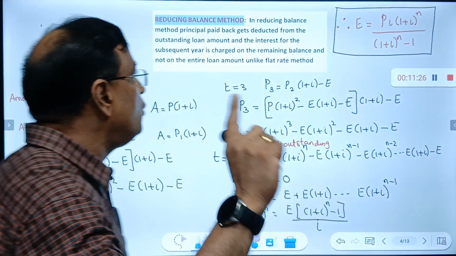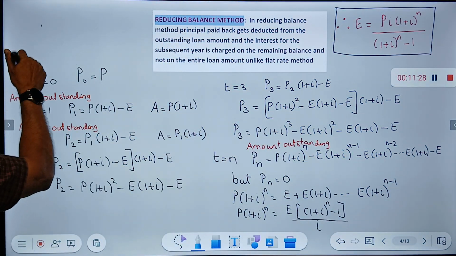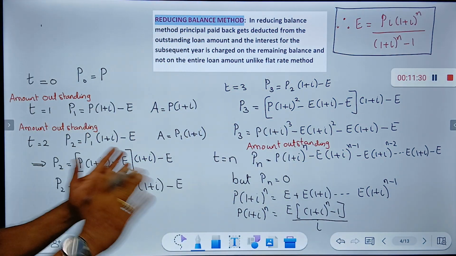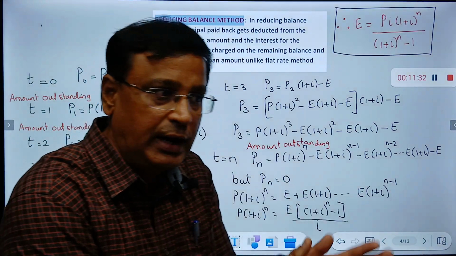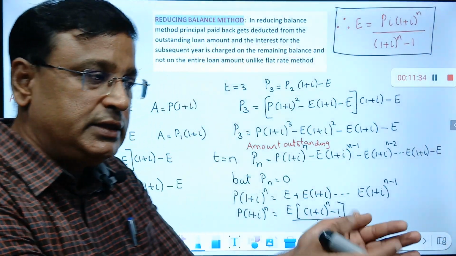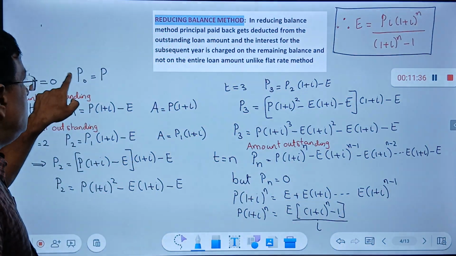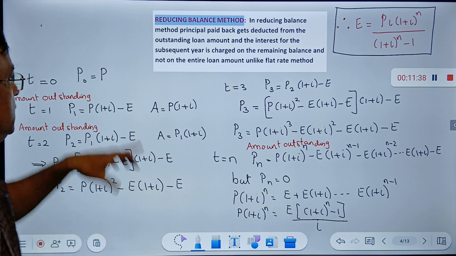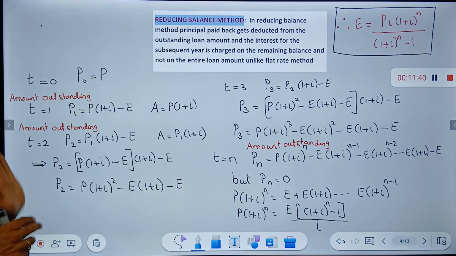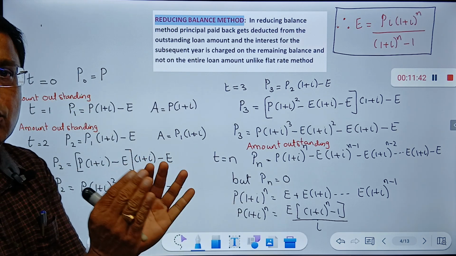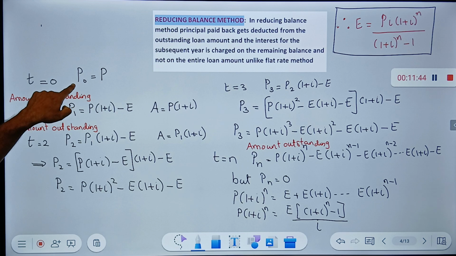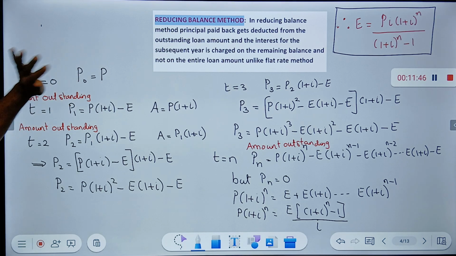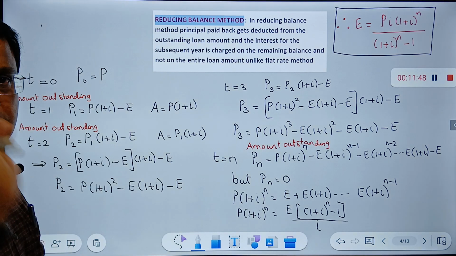Okay. Now how do I do it? Now tenure 0. I mean, I have not started the loan. I have just borrowed the loan. So when I just borrowed the loan, my loan amount is P. This is the amount I'm borrowing. I'm borrowing rupees P. That is my present value. That is P naught. At present, my loan amount is P.